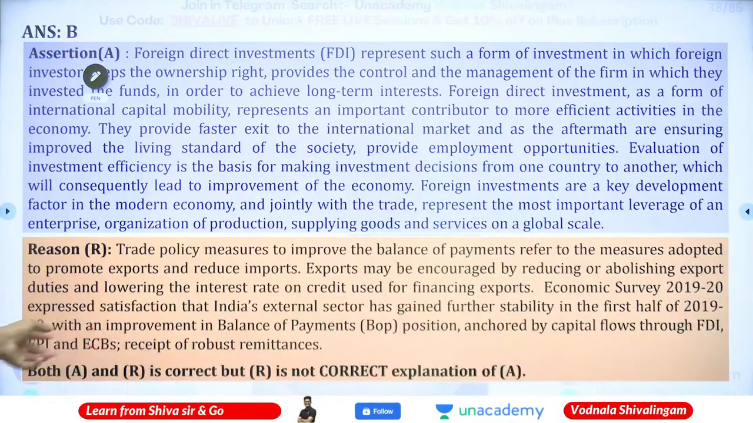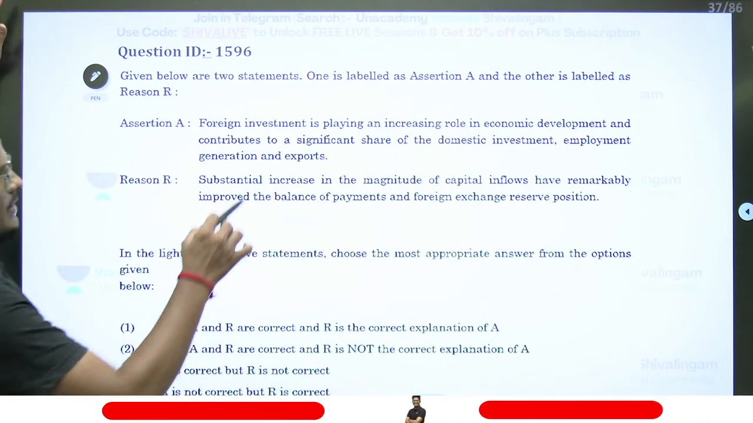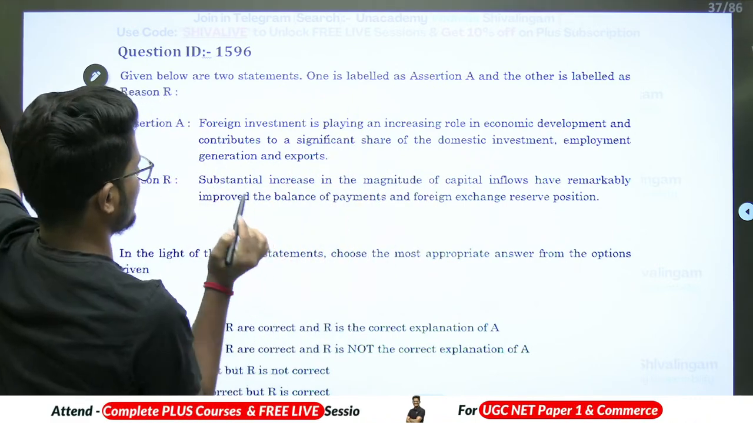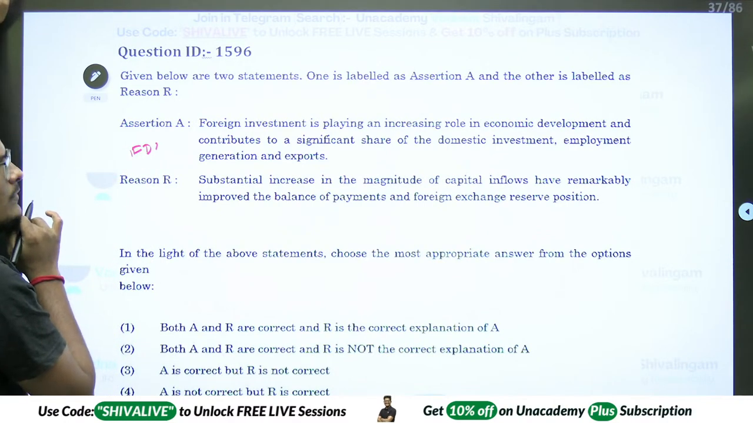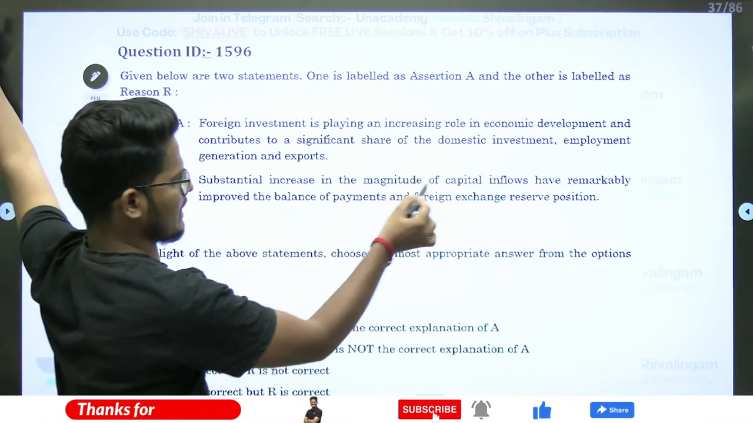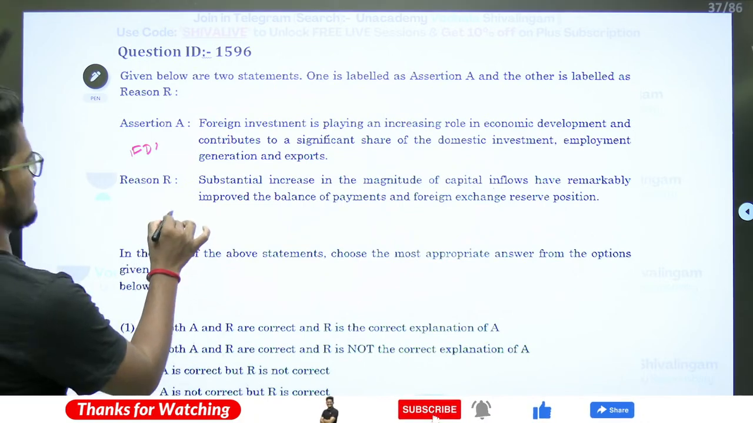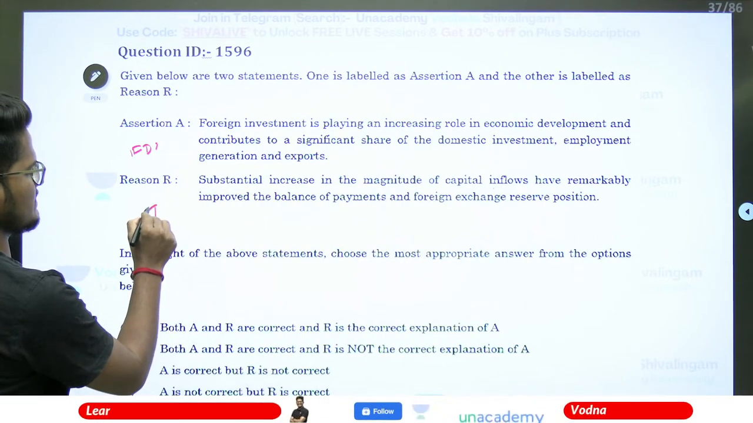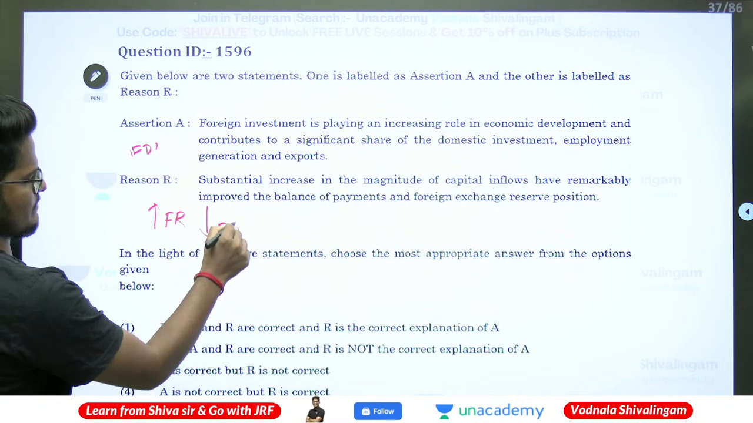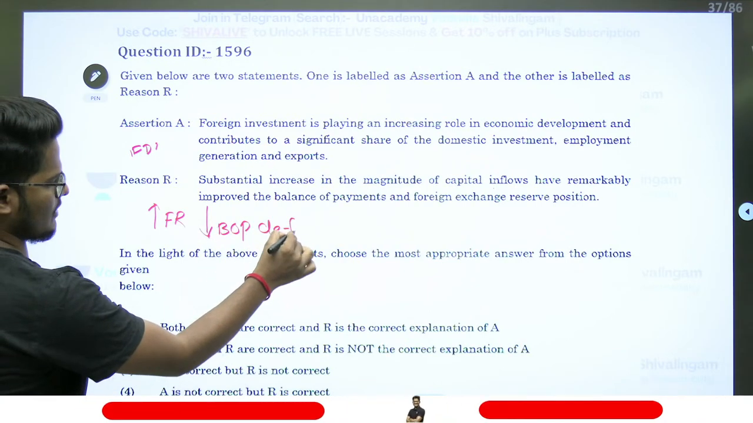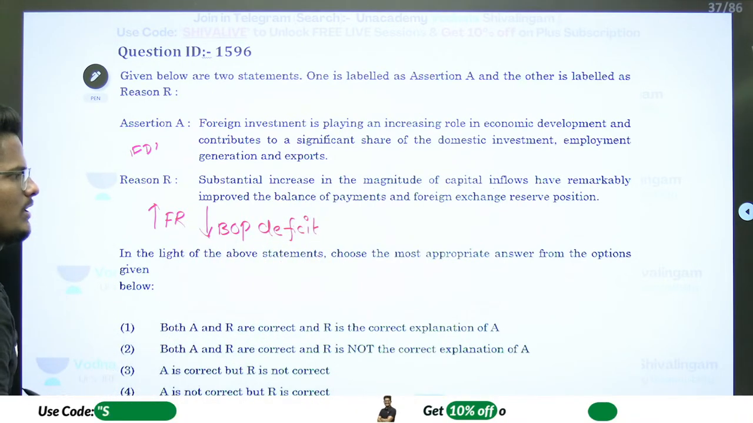So the answer is B, that is, both are correct but not the explanation. Foreign investment is playing an increasing role in economic development. Because of the FDI, yes, the economy is developing; nobody can deny that. Substantial increase in the magnitude of capital inflows has remarkably improved the balance of payment and foreign exchange reserve position. Yes, it is increasing foreign reserves and it reduced the balance of payment deficit. If not surplus, the deficit reduced. That means we are moving towards a surplus position only.